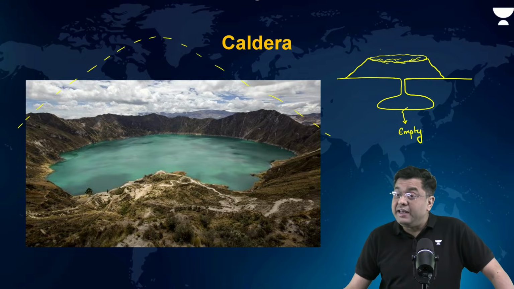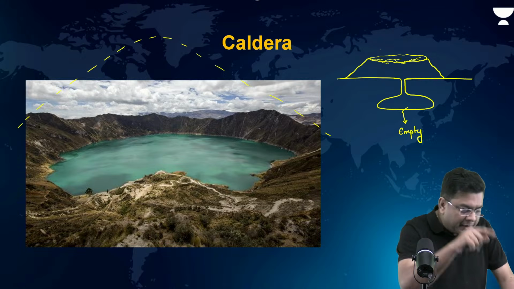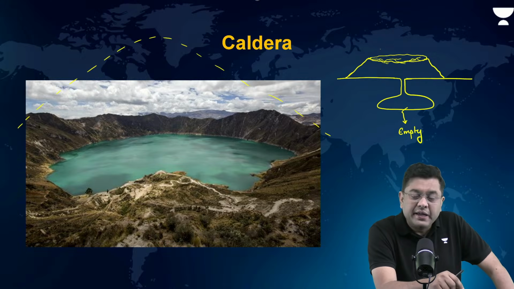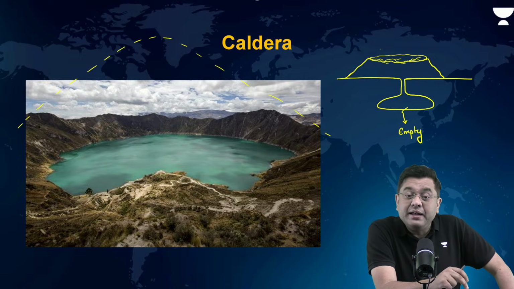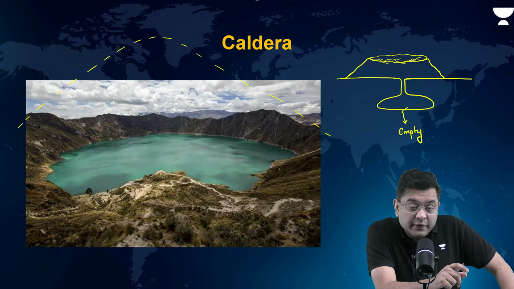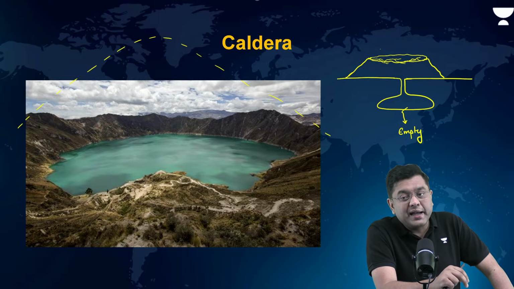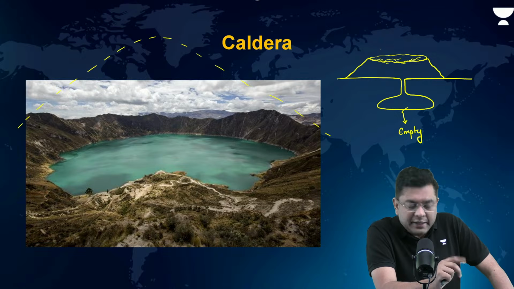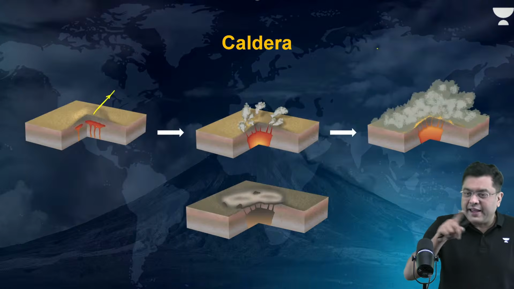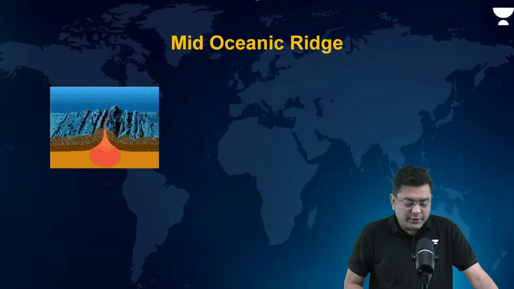Calderas can be very large. Now, one simple question I will ask you. In these calderas, can the future eruption of volcanoes happen? Because the magma chamber is empty. Can it be the case that in future the volcanic eruption can again happen? Let me know in the comment section. If yes, why? If no, why not?